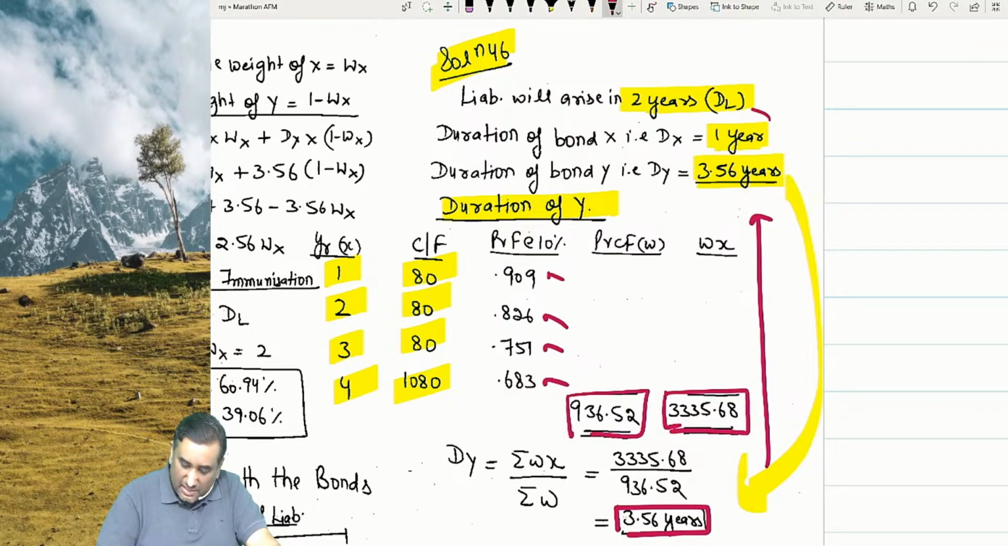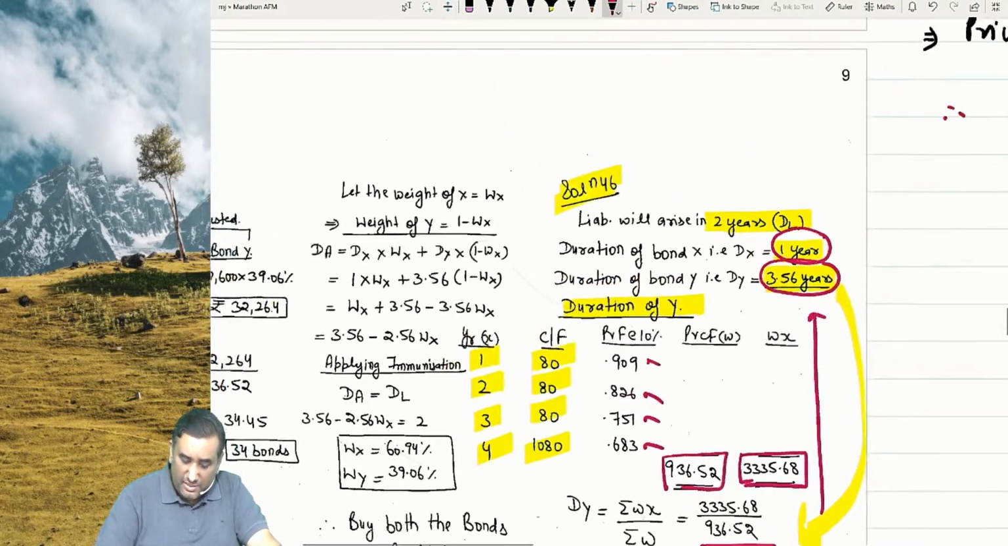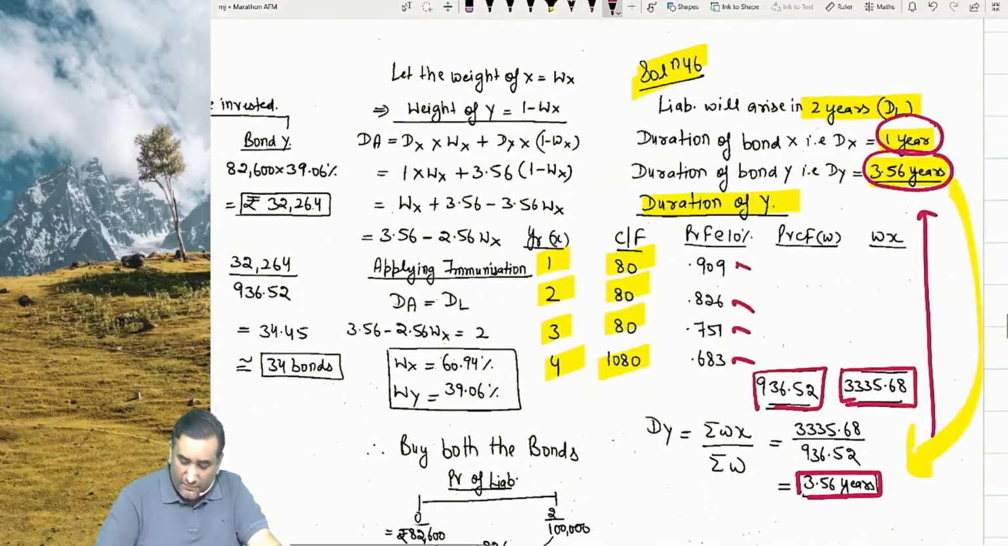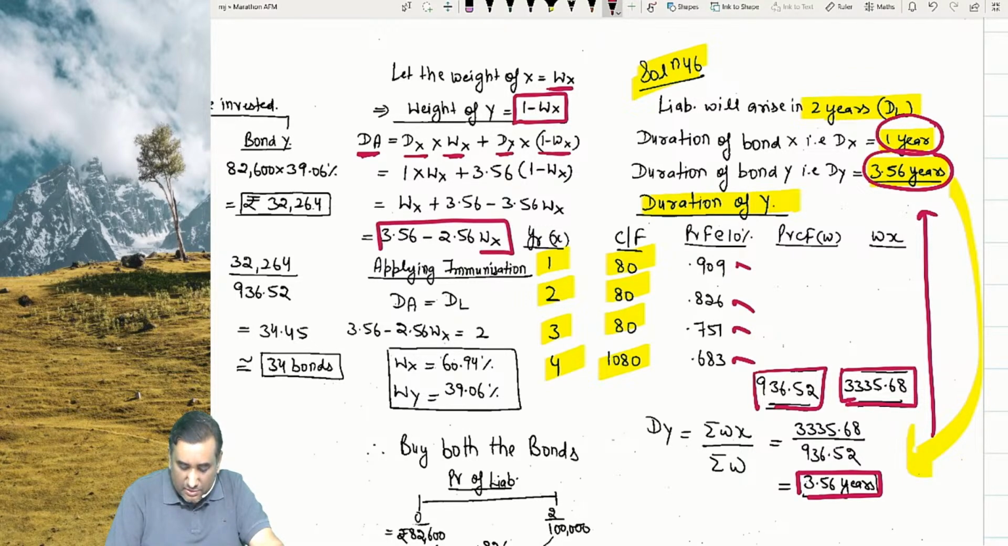Now what we want is, I have just substituted this value here. That means my asset A, bond A will give me money in 1 year. My B will give me money in 3.56 years. I have assumed the weight of X will be WX. Total weight is 1. So the weight of Y would be equal to 1 minus WX. Duration of the asset is 1 into weight X plus 3.56 into weight Y, and I get the duration of the asset as 3.56 minus 2.56 WX.